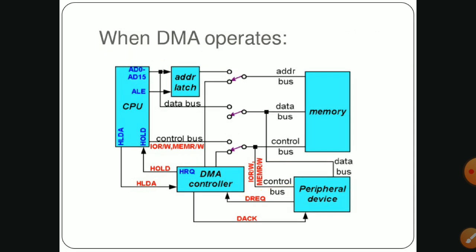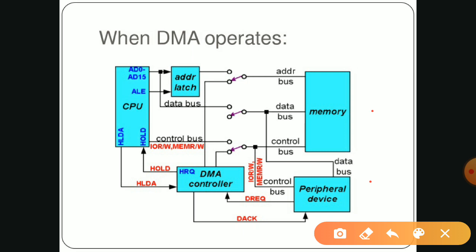And see here in the image we are considering the memory and the peripheral devices, and how the data transfer between the memory and peripheral devices is going on, either through the DMA controller or through the CPU.